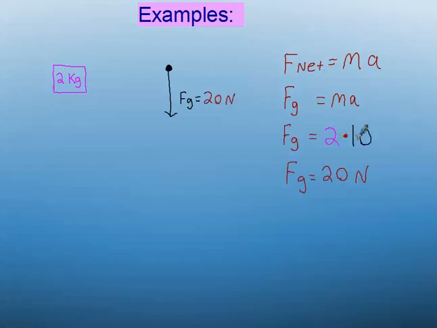There's nothing else touching it, which means the net force and the force of gravity are the same, because the net force is coming from gravity, so we can write the force of gravity equals mass times acceleration. Now, if we plug in the information that we know that it has a mass of 2 and it accelerates at 10 meters per second squared, that tells me that the force of gravity on this thing, the net force, is going to be 20 newtons.